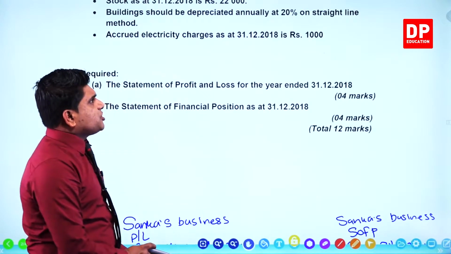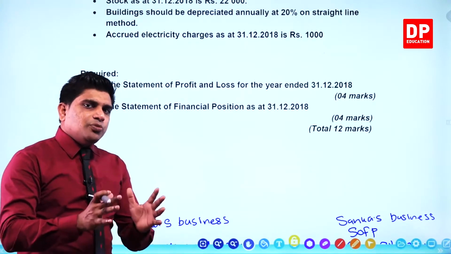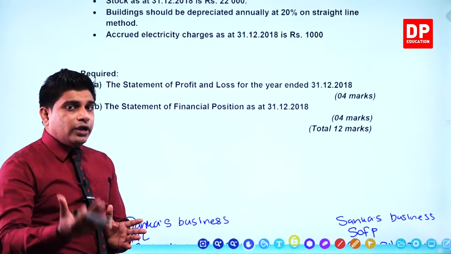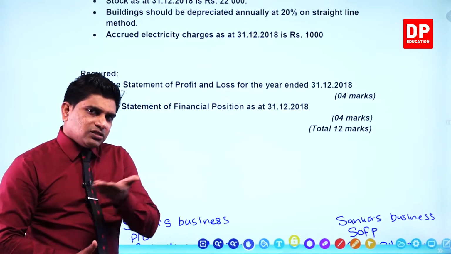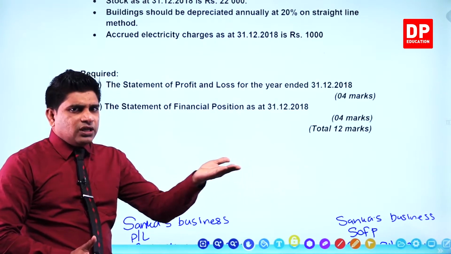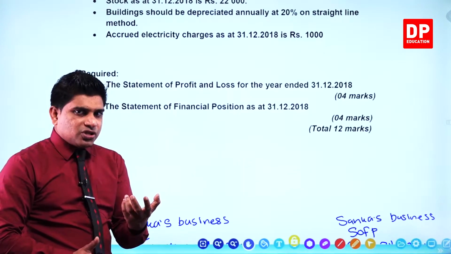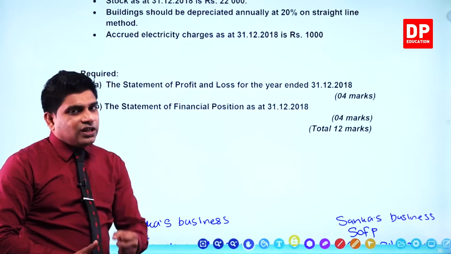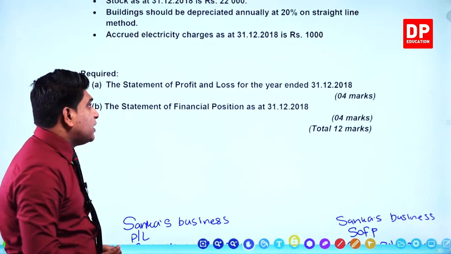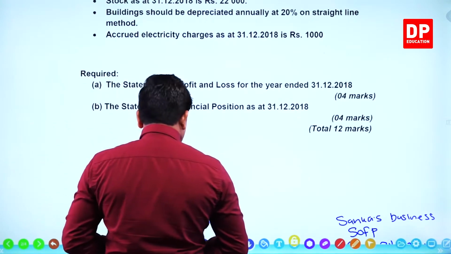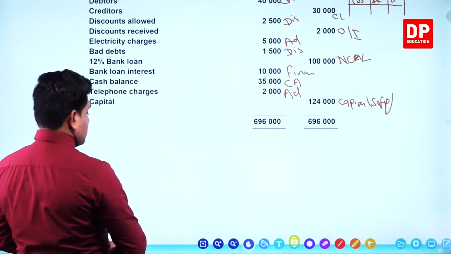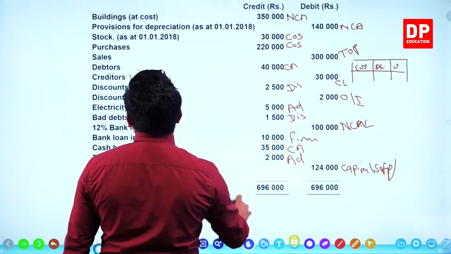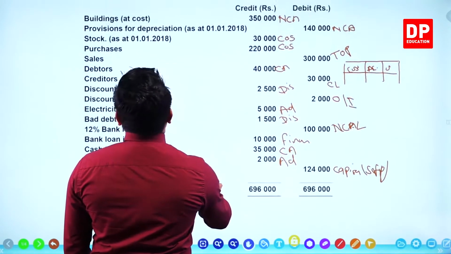Building should be depreciated annually 20% on straight line method. Straight line method means every year we provide the same amount of depreciation. Now you have to find the cost of the relevant property. See, building cost is how much? Building cost is 350,000.